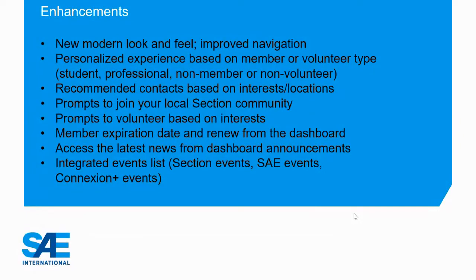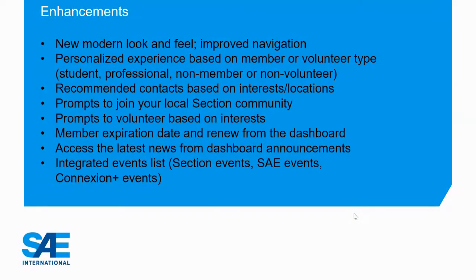But essentially, let's say Bob Smith logs into Connexion Plus for the first time and didn't even realize what a section was. It's going to prompt them to say, hey, you're part of the Detroit section. You should join this virtual community. It'll get you into that section community. And now Bob knows that this exists, and the section officers and other members of that community can get in touch with Bob, and you can sort of bring him along that journey. It's also going to prompt you to look at some volunteer opportunities, again based on your interests.